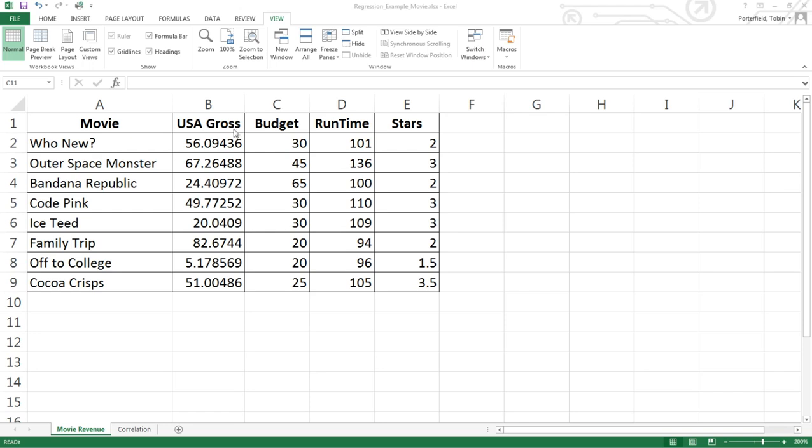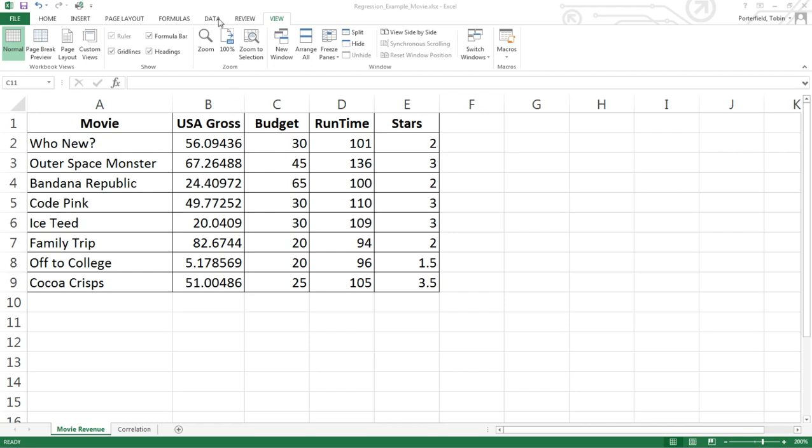So gross sales is dependent. How many tickets we sell is dependent on how much money was spent making the movie, how long the movie is, and how many stars it received, just as an example. So regression analysis will let us take a whole series. We can even put maybe 10, 20 other things that we think drive ticket sales to see how that runs.